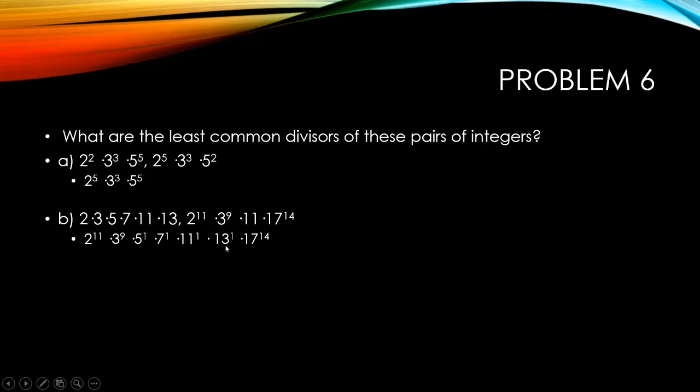For 13, it's not present here, so we're going to choose 13 raised to 1. And last, 17 raised to 14, which is not present here, so we're going to choose 17 raised to 14. So basically, this is the LCM of the given two numbers. And again, if we multiply this out, that will be the exact LCM for these two given. Okay, so that's problem number 6. Again, for LCM, get the highest exponent.